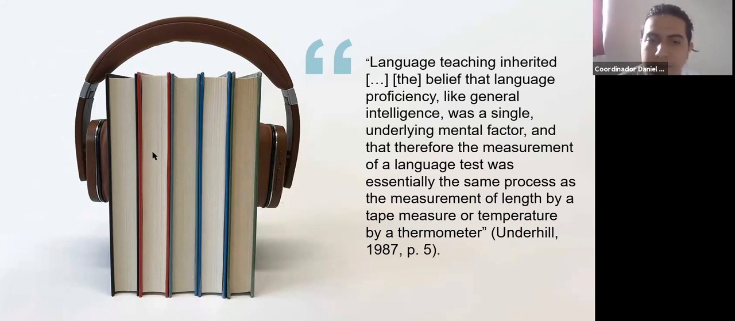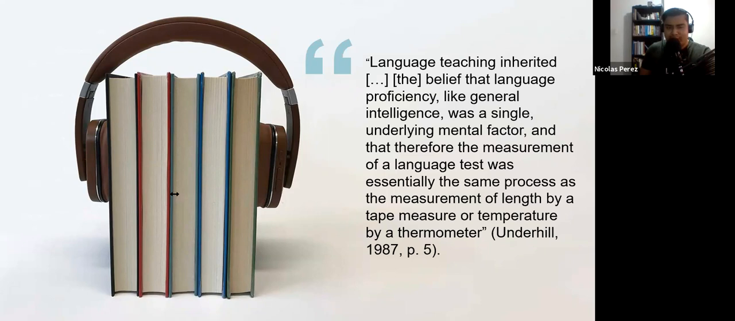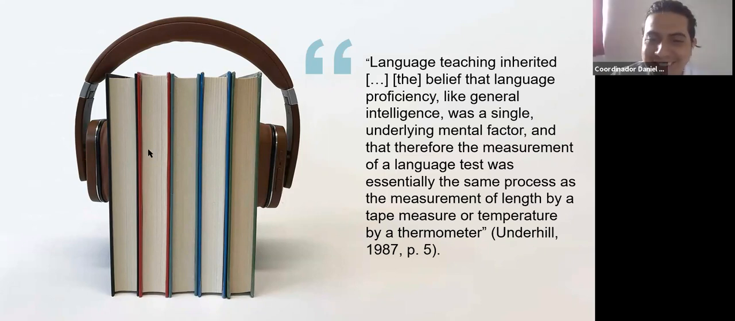Underhill, 1987. So guys, do you think language proficiency can be measured in this way? Maybe you can raise your hands on the tool so that I can give you the word. I don't see any hands up. Is anybody raising their hands? Okay, I'm looking at the wrong place. I'm looking for the function, but I can't find it. Yeah, me too. Oh, it's here, right? Okay, Daniel.